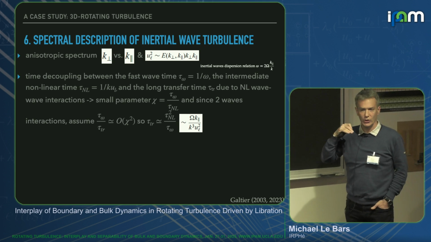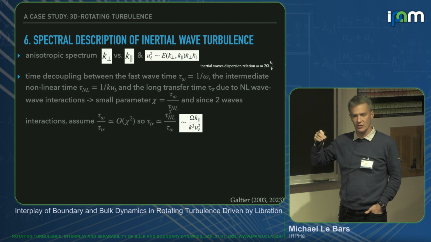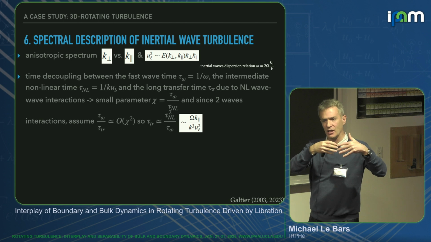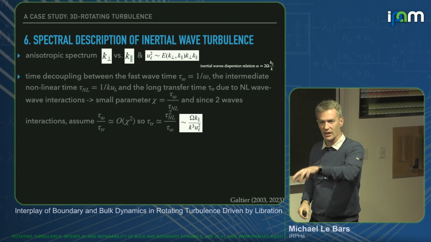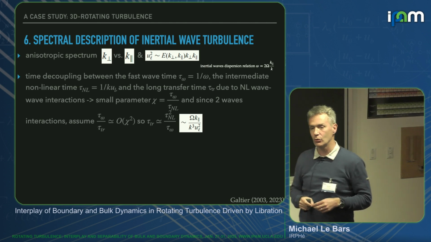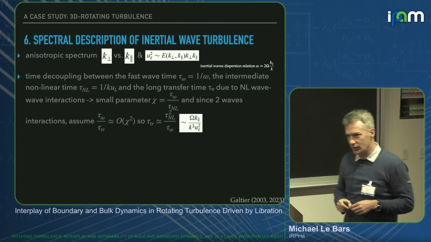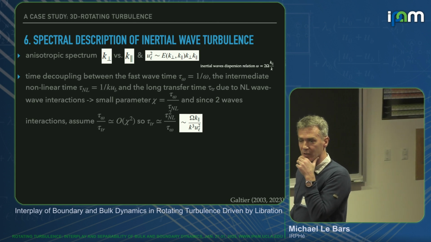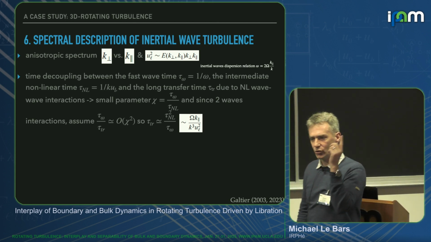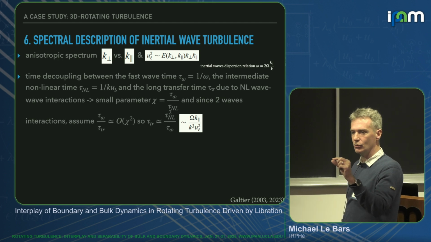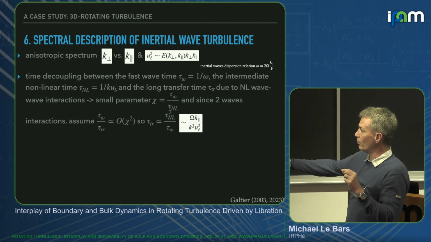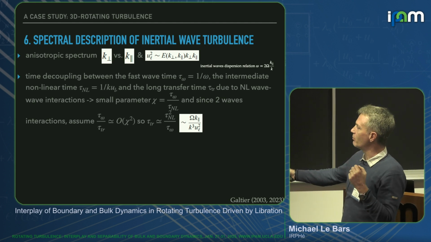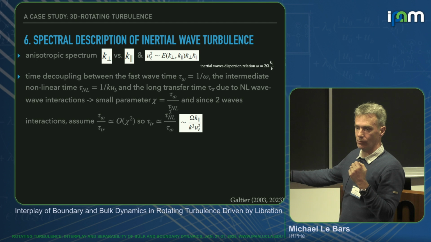So we have energy only along the dispersion relation, but it's not a real proof that we really have wave turbulence in the sense of only waves nonlinearly interacting through triads. To check that, we need to look at the spectrum. But in the case of wave turbulence, the spectrum is very anisotropic, so you cannot look directly at the spectrum as a function of k. You need to separate the perpendicular component of the wave vector, perpendicular to the axis of rotation, and the parallel component, parallel to the axis of rotation.